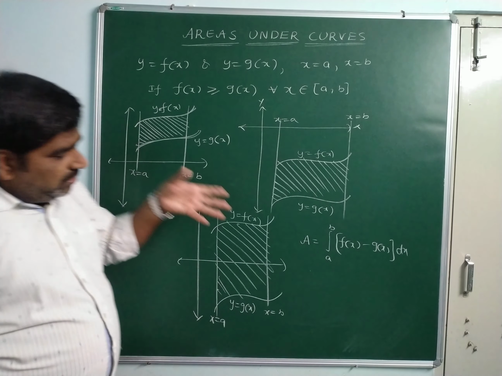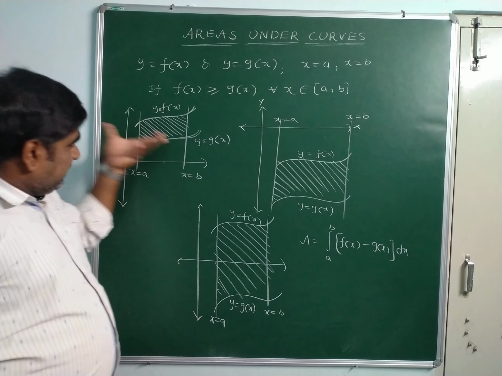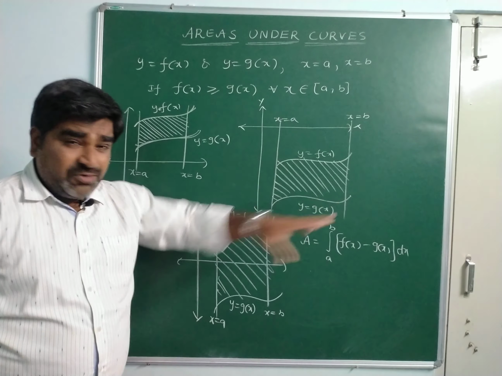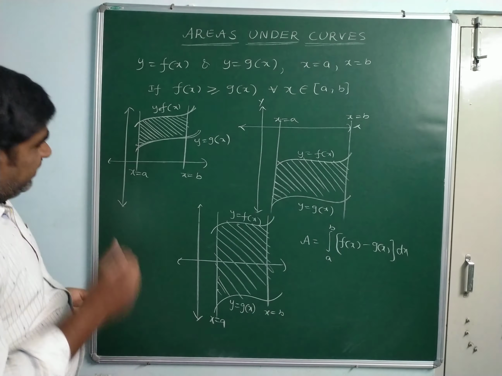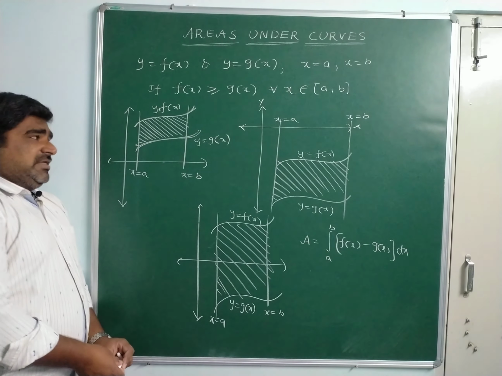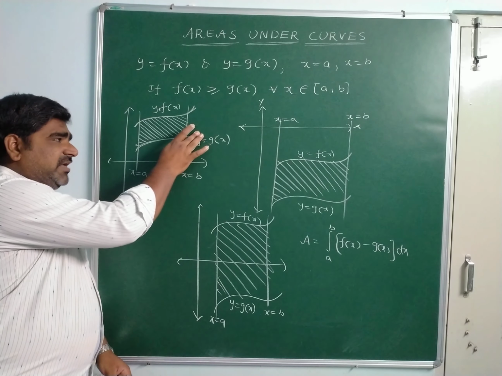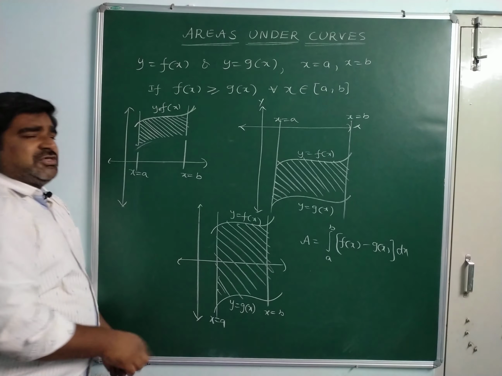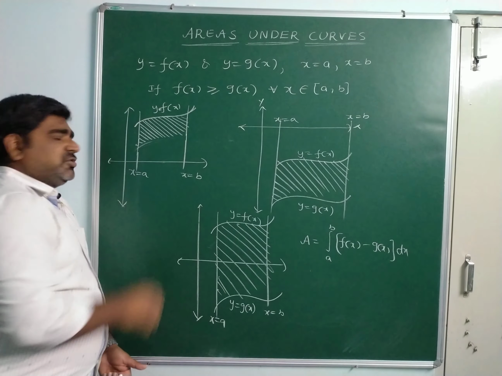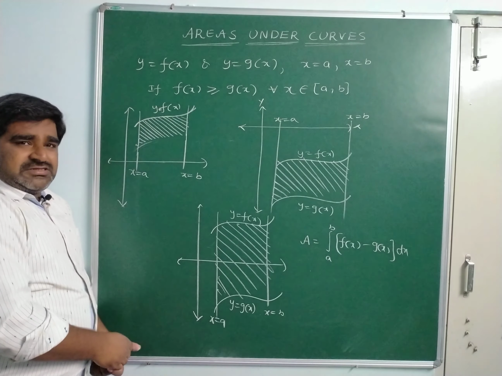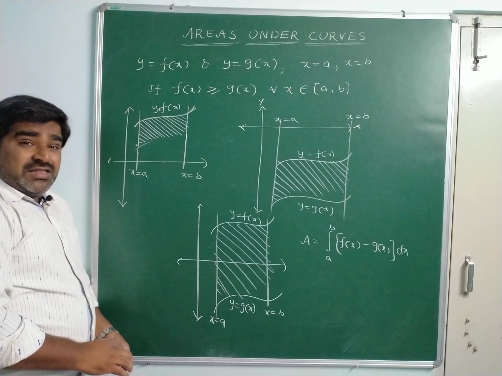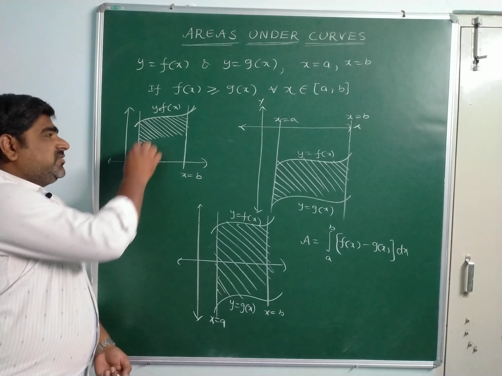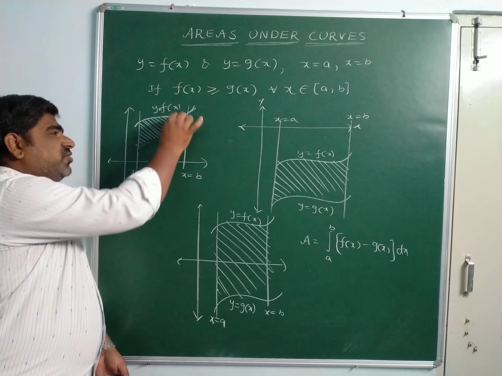Sir, why does this region give this integral? Can you please explain, sir? I will explain briefly. In the first case, let us assume there is no second curve for some time. There is only one curve, that is y equals f of x. So the area bounded by the curve y equals f of x and the lines x equals a and x equals b is this total part, right?